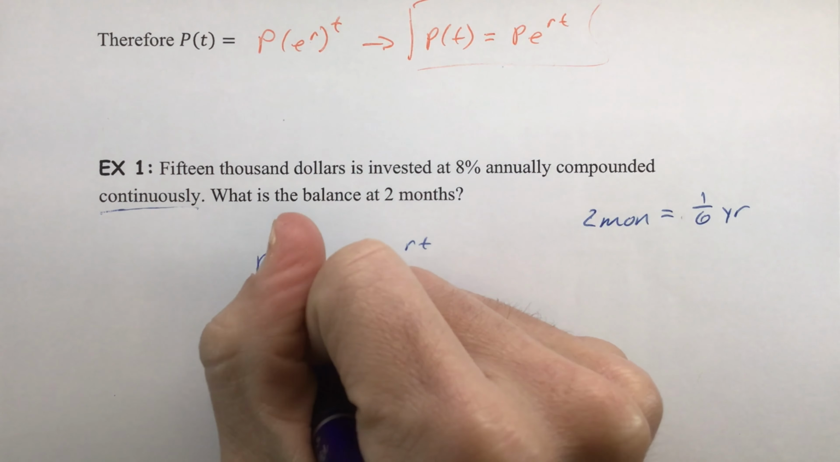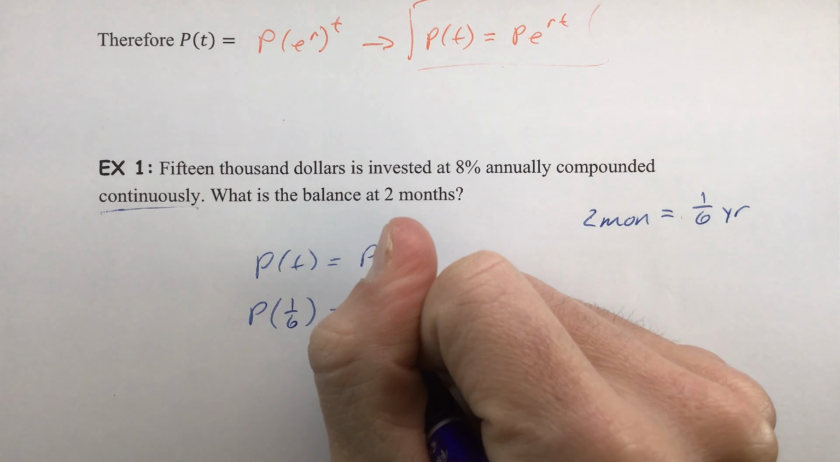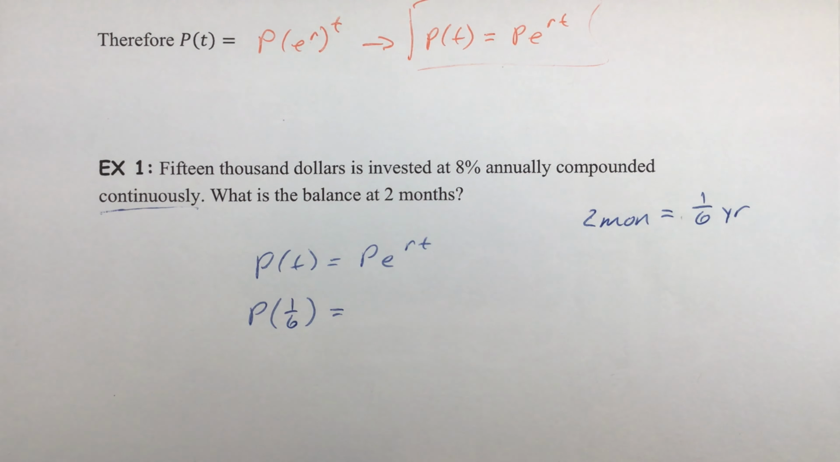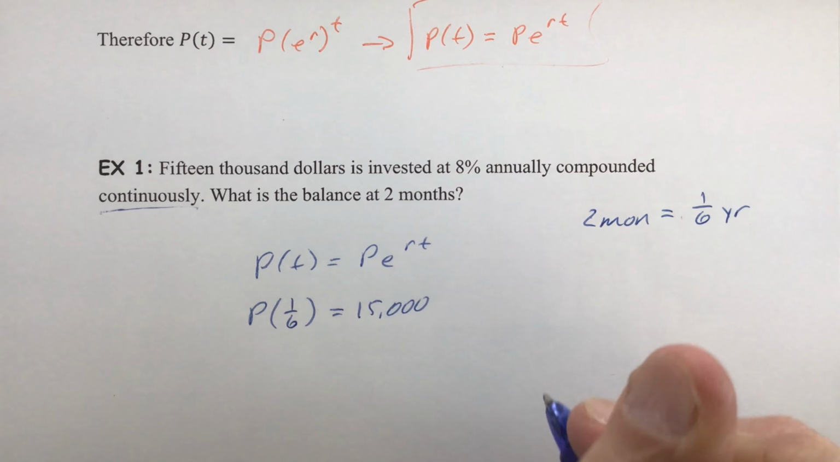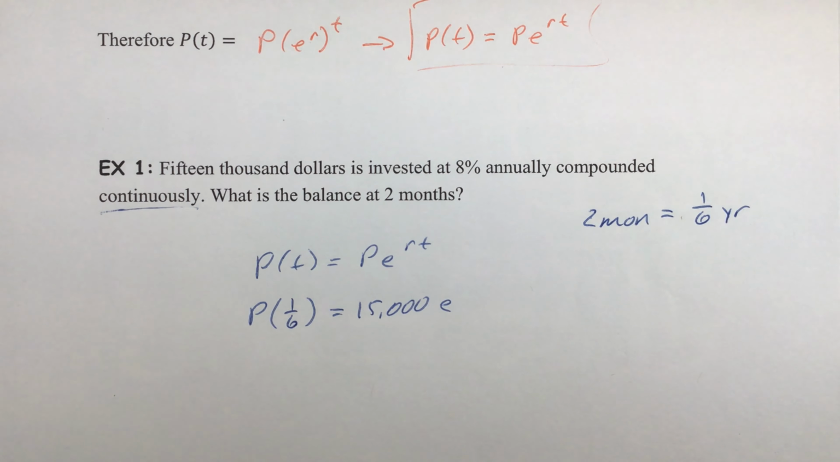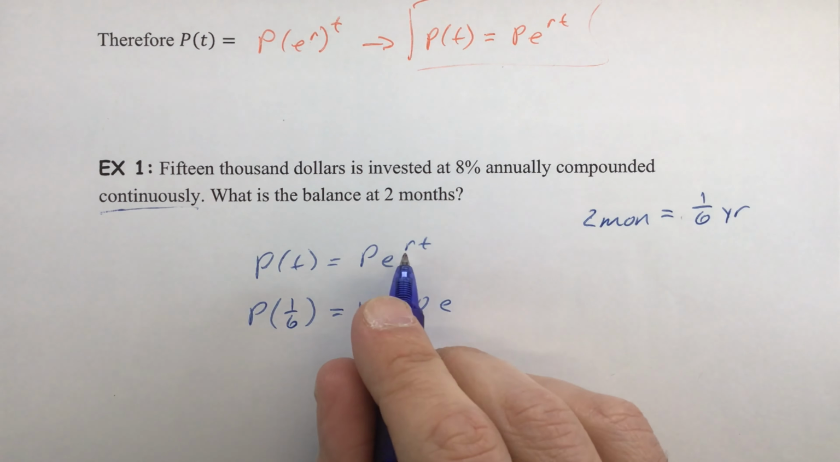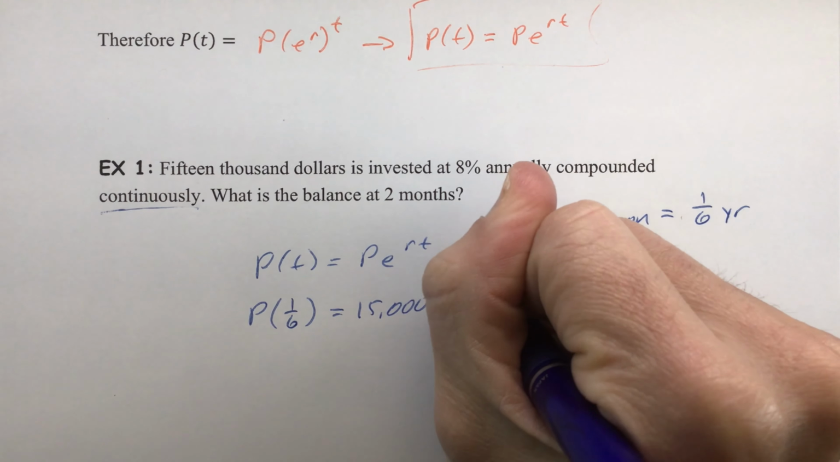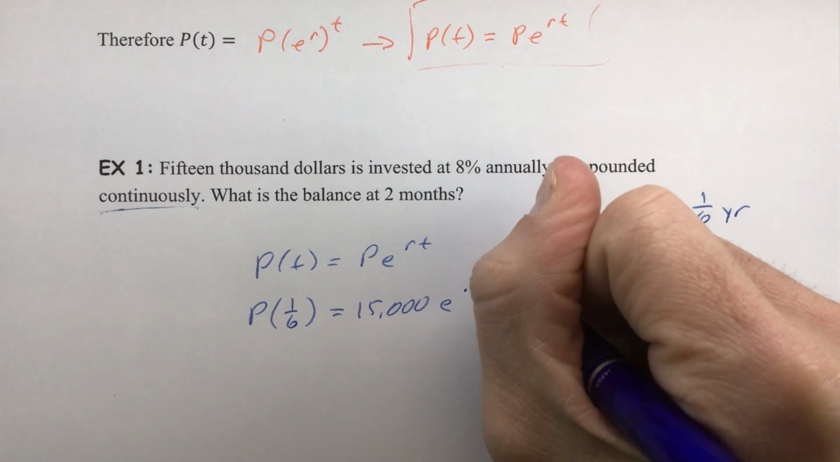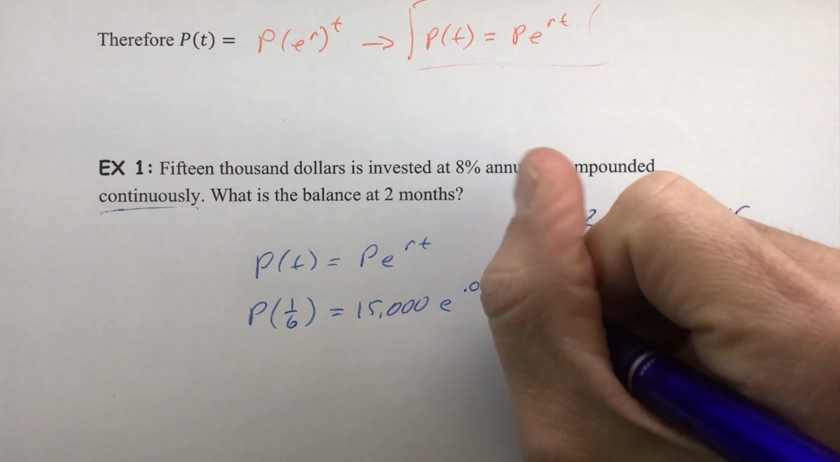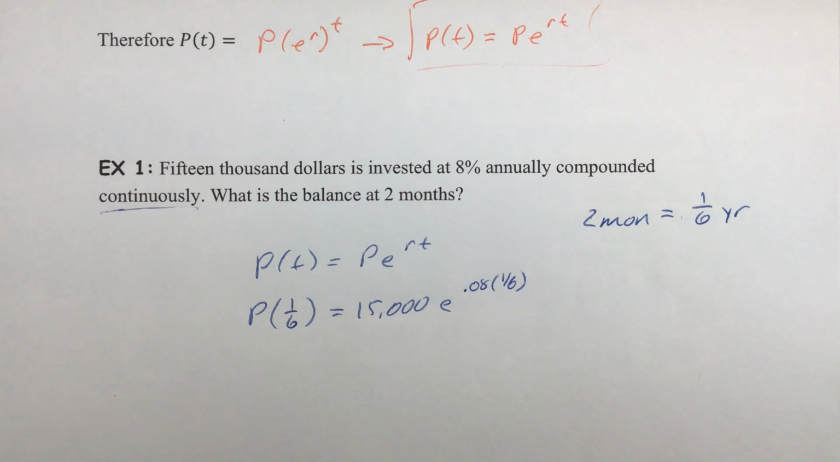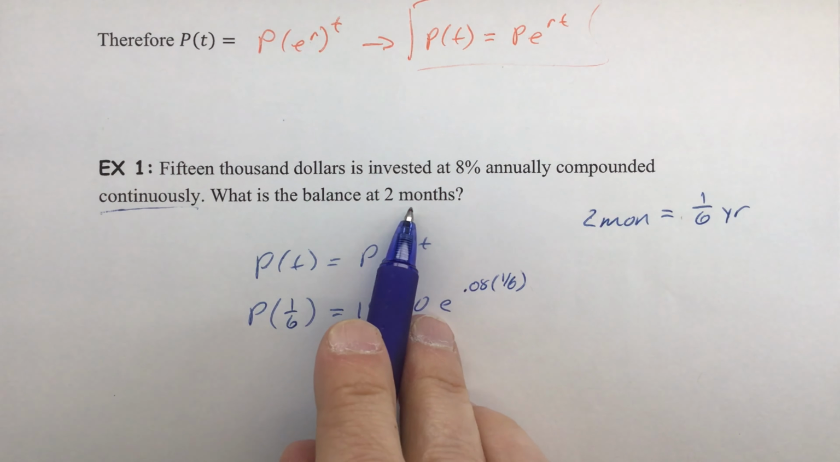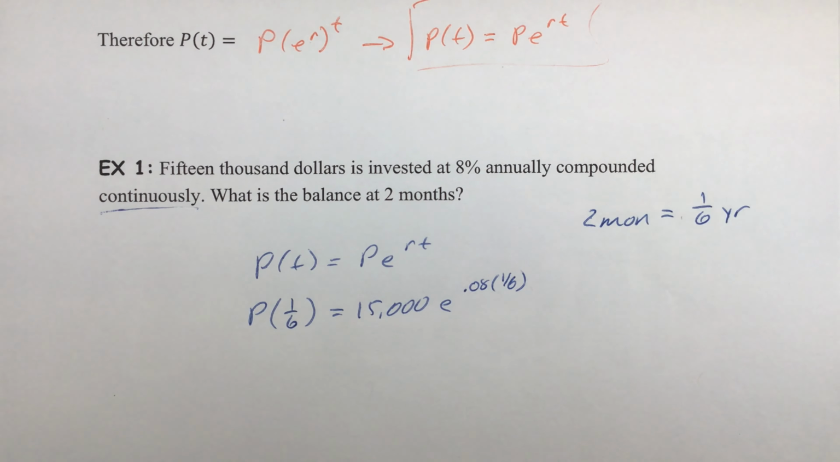We got P of 1/6 is going to be equal to P, the initial principal, which is going to be the $15,000, times e, and e is just a number, times e to the rt power. r is the 8%, and t is 1/6. And that's it. If we type that into the calculator, we will get the balance after 2 months as described here.